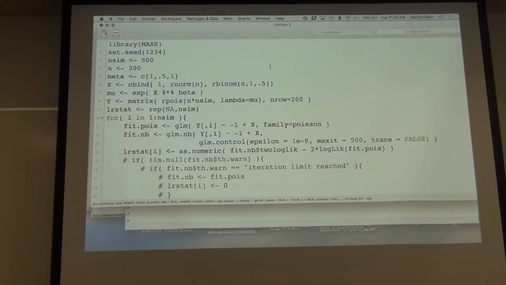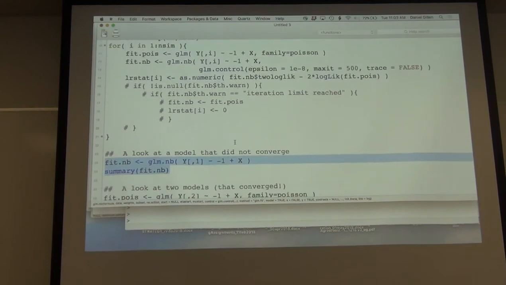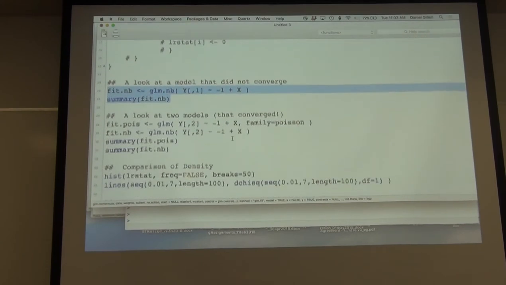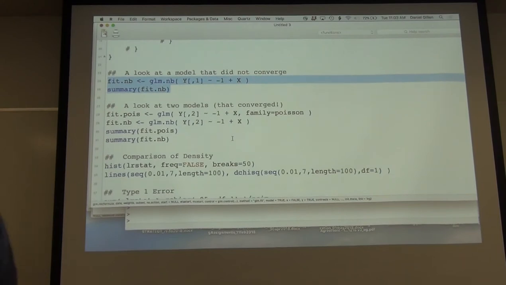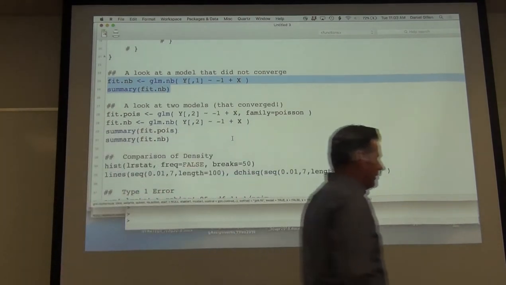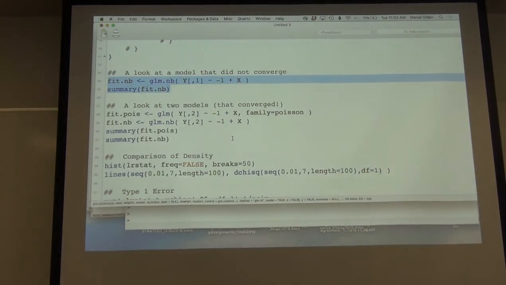The next thing is that some folks said, look, I'm having a problem with convergence inside of glm.nb. The reason you're having a problem with convergence is this: if you think about the negative binomial model, you get a mean-variance relationship where the expectation of y_i equals mu_i, and the variance of y_i equals mu_i times (1 plus alpha mu_i). Well, glm.nb parameterizes this in terms of theta equals 1 over alpha.